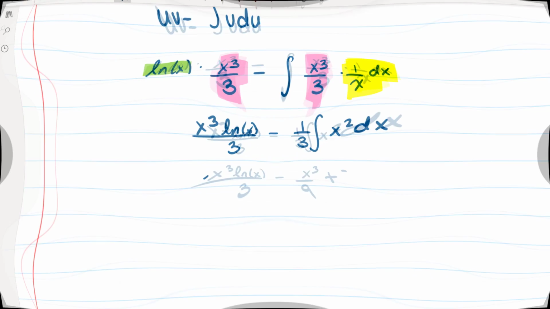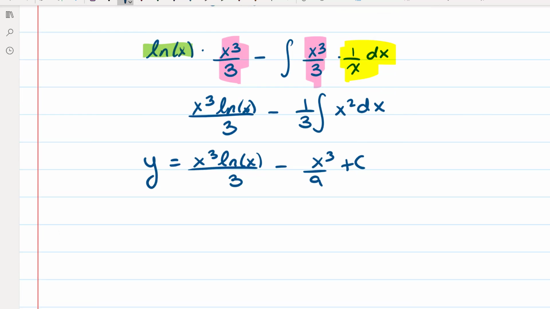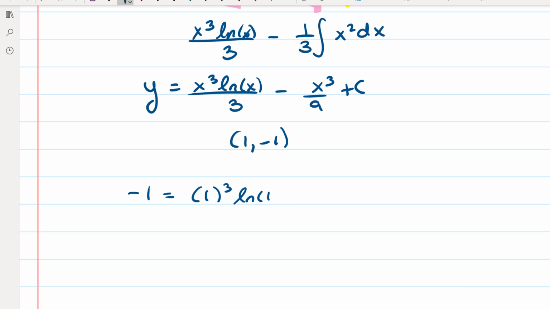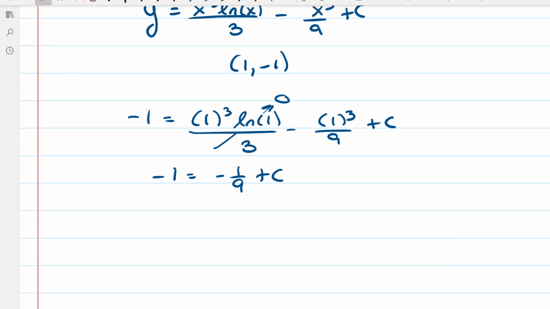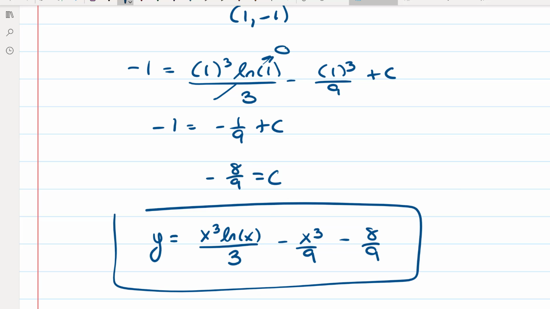Do a little integration, and that equals y. So then we just got to plug in our point and solve. So here we go. So we get our final answer is going to be x cubed ln of x over 3 minus x cubed over 9 minus 8/9 is our final answer.